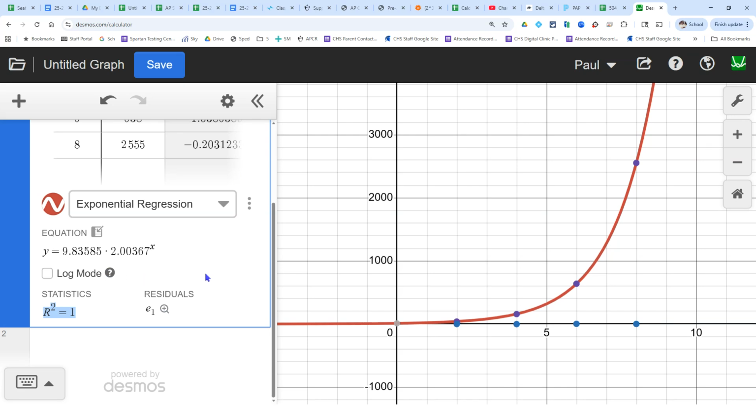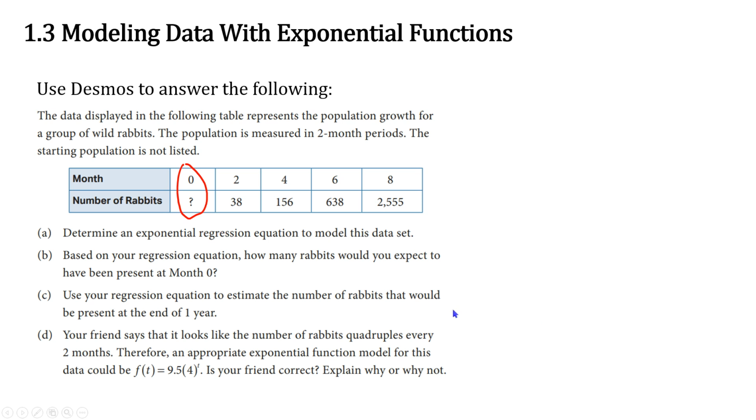So we did really good here. So here is your function, and we'll go back and talk about that. Based on your regression equation, how many rabbits would you expect to have been present at month 0? Well, I put in 0 for this.